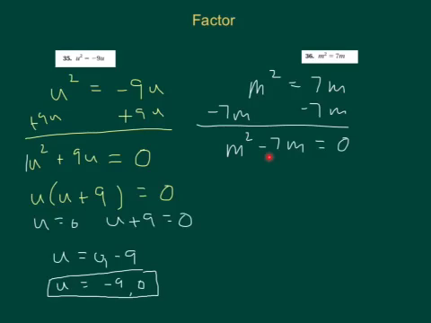Out there, and I'm left with m squared divided by m is m, -7m divided by m is -7, equals 0. Now I take both of those factors and I set them equal to 0 individually according to my zero product property. Again, if a times b equals 0, then either a or b is equal to 0. So I set them both equal to 0. M is equal to 0. M minus 7 is equal to 0. And then my final answers are going to be 0 and +7. And there we go.